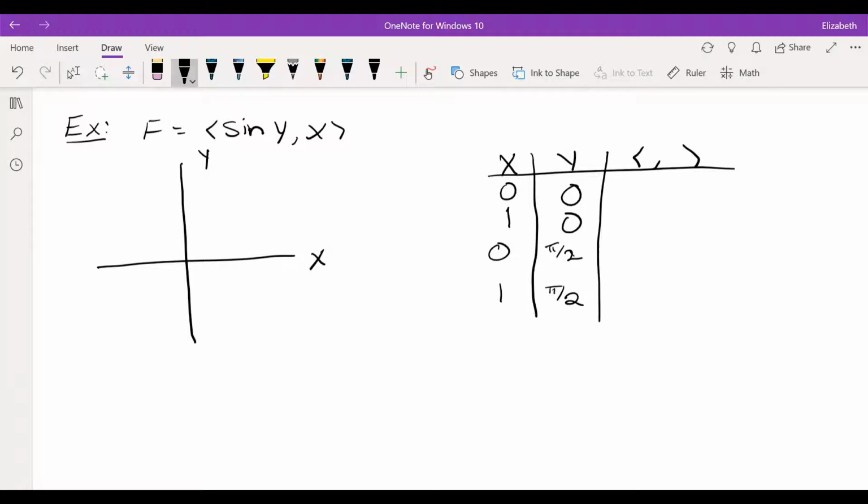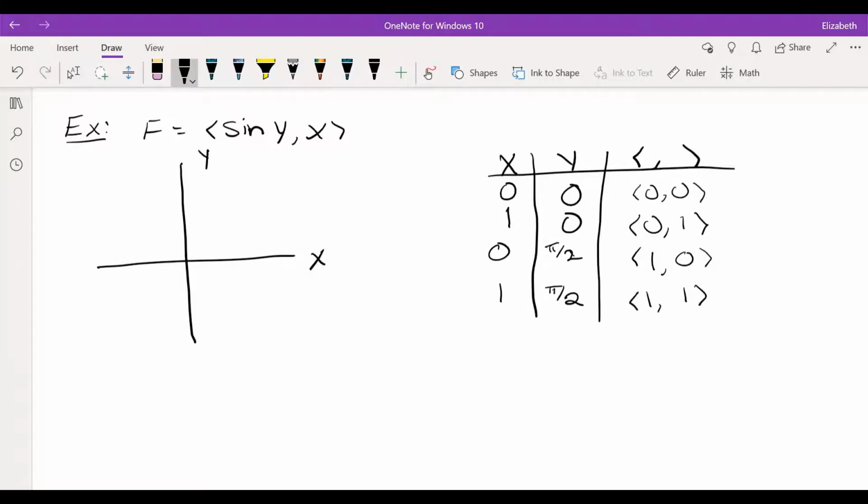All right, so if I plug in 0, 0 into this, I'm just going to get back the vector 0, 0. Not terribly exciting. If I plug in 1, 0, I'm going to get back the vector 0, 1. Because the 1 goes in for x there, and it's in the y component, so it's a little bit backwards. If I plug in 0, pi over 2, the pi over 2 goes into sine y, so I'm just going to get 1, and then the 0 goes in for x, so I'm going to get 1, 0. And then on this next one, I'll get 1, 1.